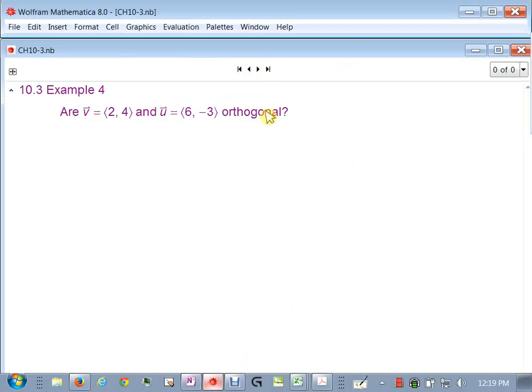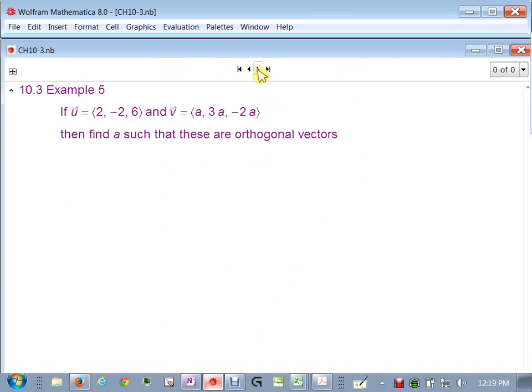Example 5. Find the A such that these are orthogonal vectors. Find the value of A that makes these two orthogonal. So what do we need for these to be orthogonal? We need the dot product to be 0, right? So let's see what we can do to make that happen.